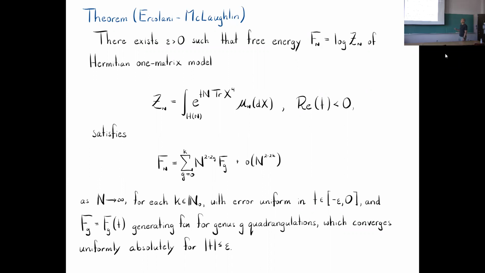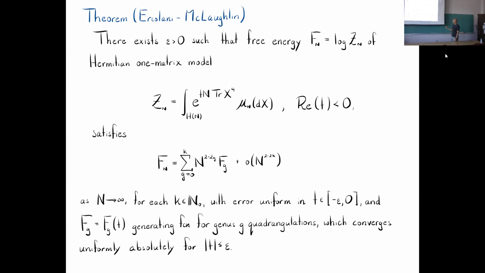As far as I know, the first people to prove this were Ercolani and McLaughlin in roughly 2001 or so. And their statement is: there exists some epsilon bigger than 0. And I'm just using the quartic matrix model as an example. So this is the background GUE measure. And here's my coefficient of my quartic.